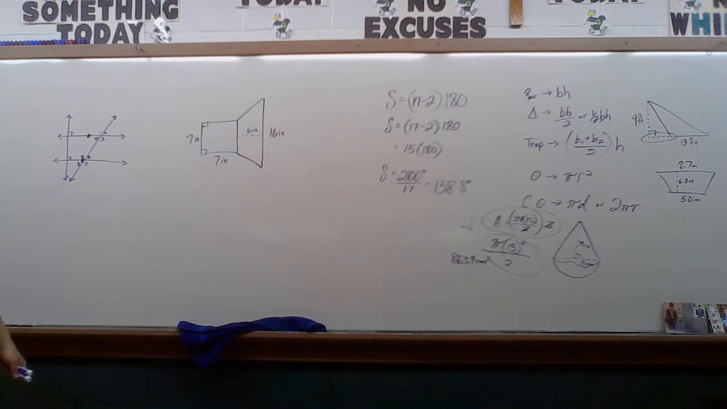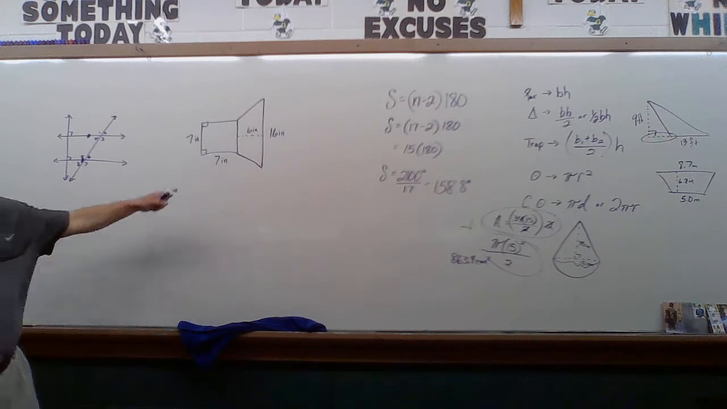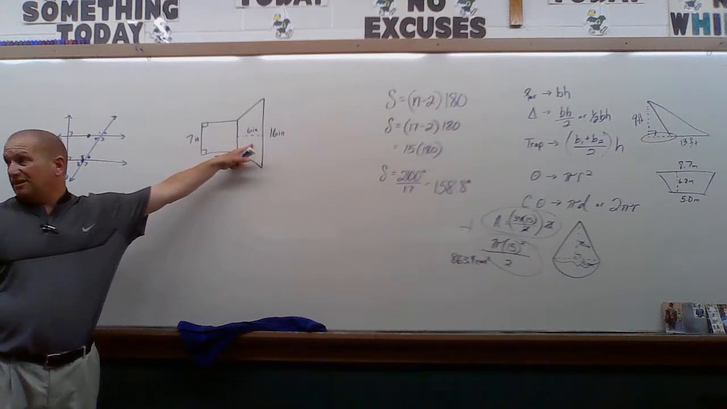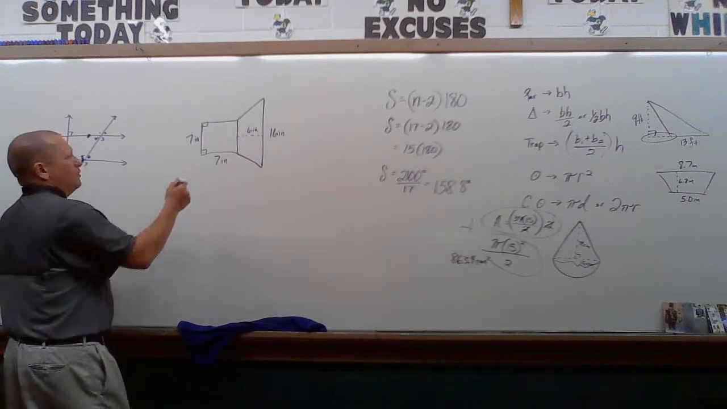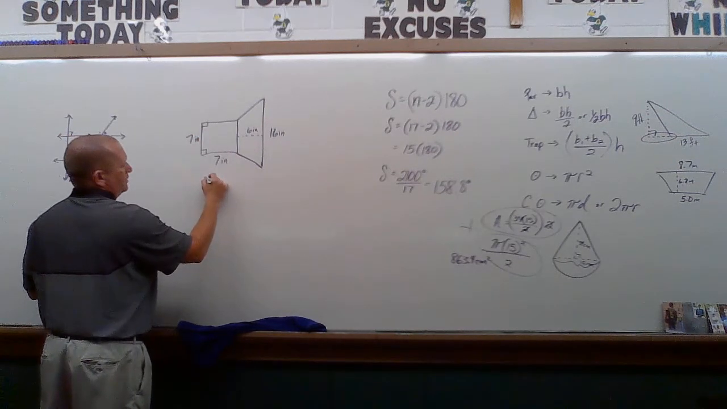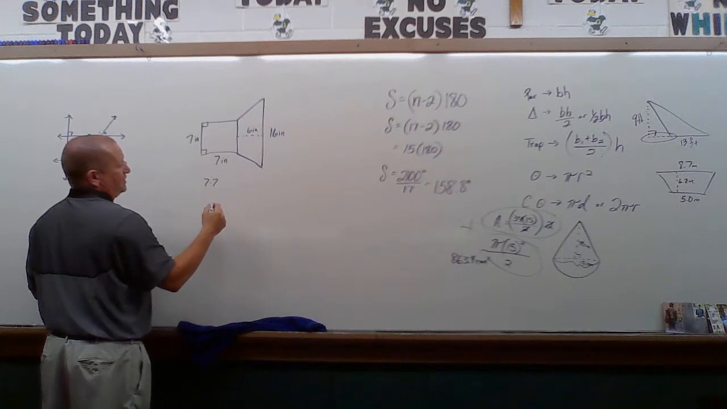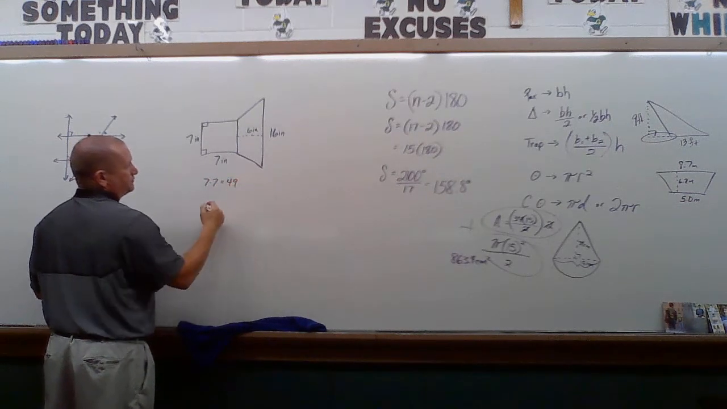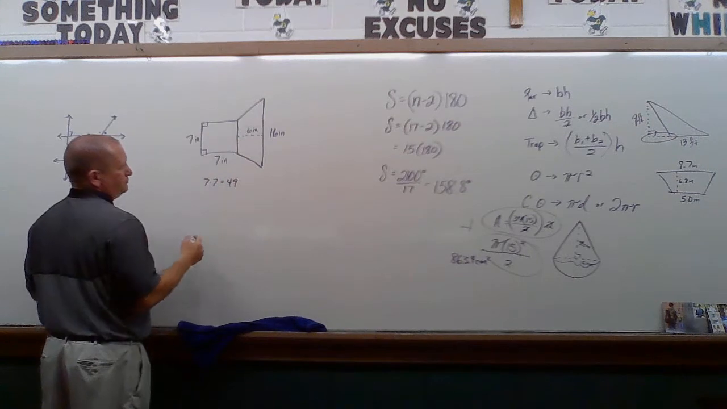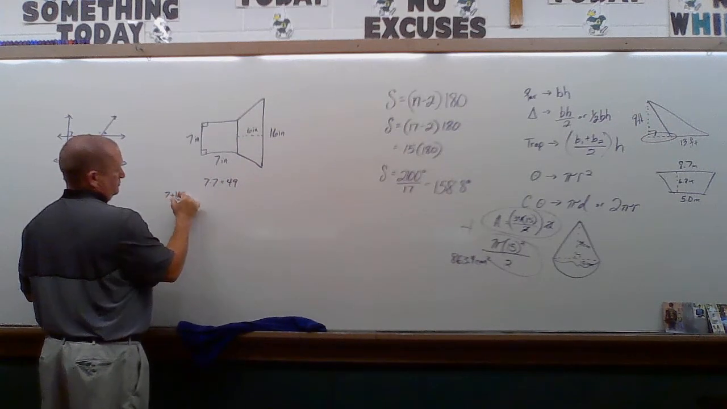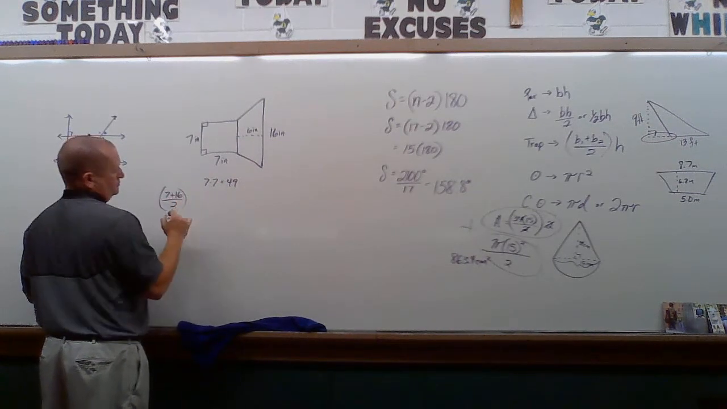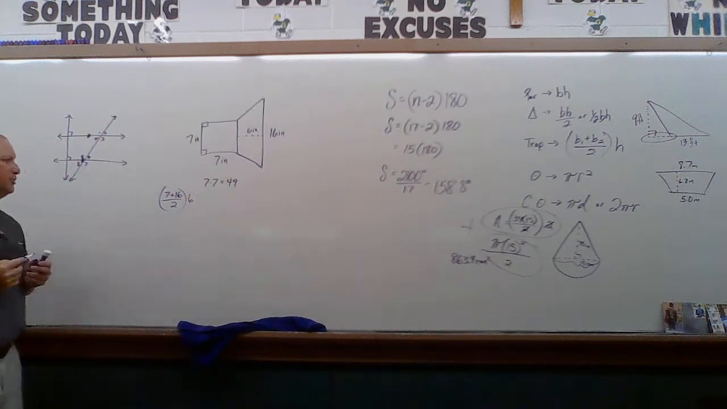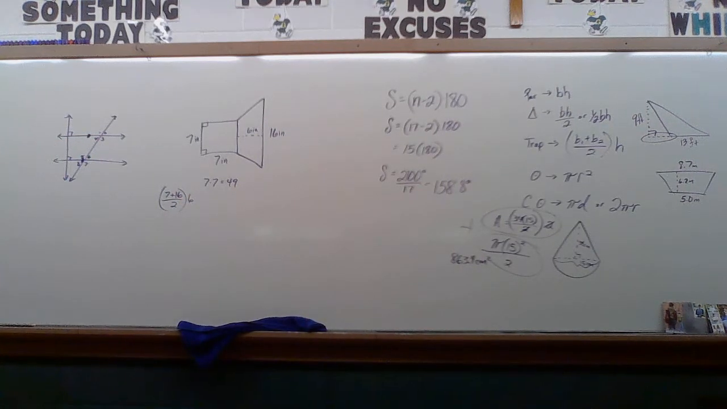Alright, so what do we have? What shapes do we have? A square and a trapezoid, really, right? Rectangle and a trapezoid. Okay, so what am I doing for my square? 7 times 7, right? Again, this is me showing work. What am I going to do for this? 7 plus 16 divided by 2 times 6. Perfect. 7 plus 16 is how much? 23. 23 divided by 2? 11.5. 11.5 times 6.